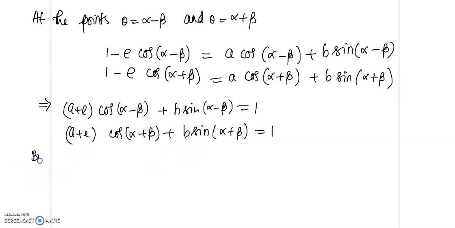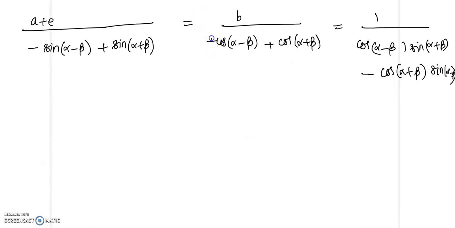using cross multiplication. So by cross multiplication we'll get (A plus e) by minus sin(alpha minus beta) plus sin(alpha plus beta) equal to B by cos(alpha minus beta) minus cos(alpha plus beta), that will be equal to 1 by cos(alpha minus beta) sin(alpha plus beta) minus sin(alpha minus beta) cos(alpha plus beta).